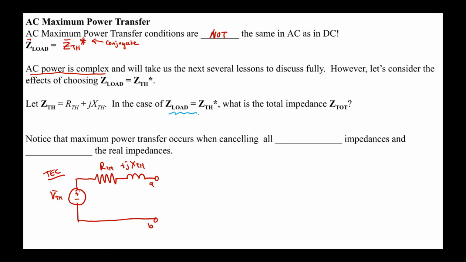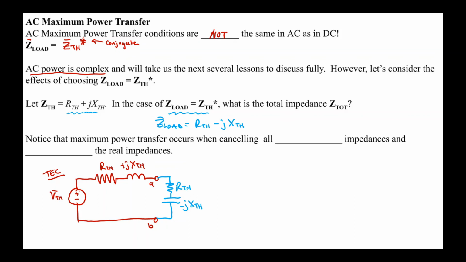Now let's set Zload equal to Zthevenin conjugate. That means that Zload will be equal to R Thevenin minus jX Thevenin. That's because the regular Zthevenin was R Thevenin plus jX Thevenin. We flipped the sign of the imaginary component. Let's draw that in the circuit. If we do so, the resistor is the same, and the minus jX Thevenin is capacitive.